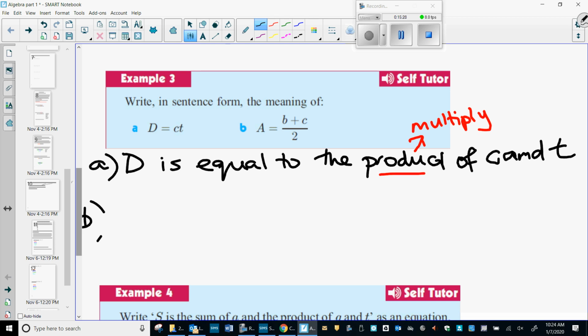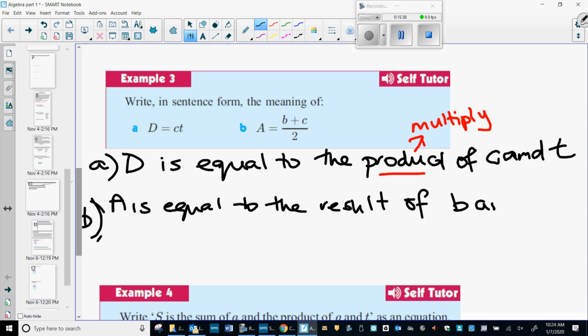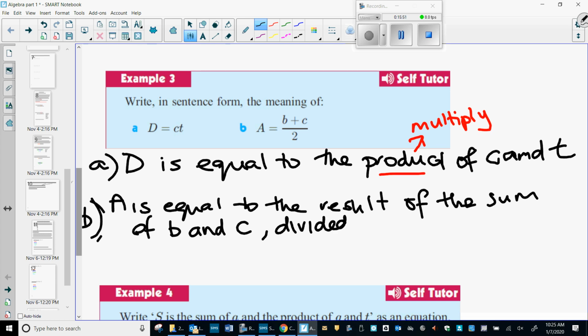Yeah. So, A is equal to the result of the sum of B and C divided by 2. And what's another way of saying divided by 2? What other phrase might you hear or see? Like half. Halved. Yes, if you saw halved, you would know that was divided by 2.